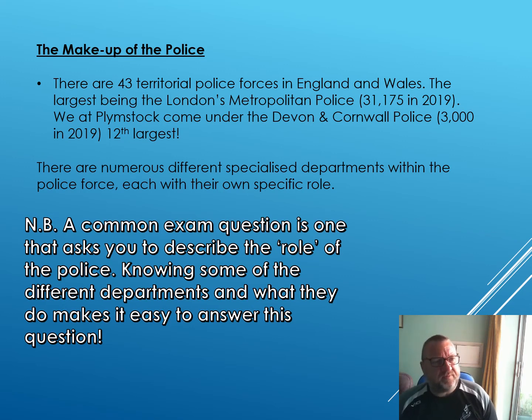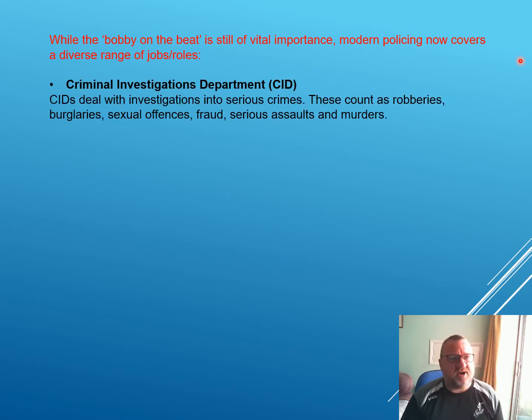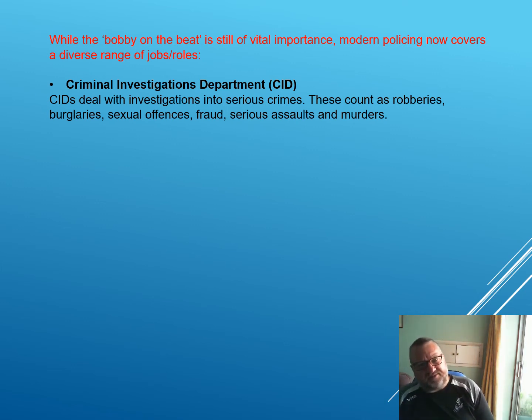It's quite straightforward. So you've obviously got the bobby on the beat, patrolling the streets, but increasingly modern policing is far more than just bobbies on the beat. So I've got a list here of various different departments within the police, and this will give you some of the ideas of that role of the police, how more intricate it is. So we could start with CID, the Criminal Investigations Department, and that's the department of the police that deal with serious crimes. So that would be robberies, sexual offences, burglaries, fraud, murders, serious assaults, that sort of thing.